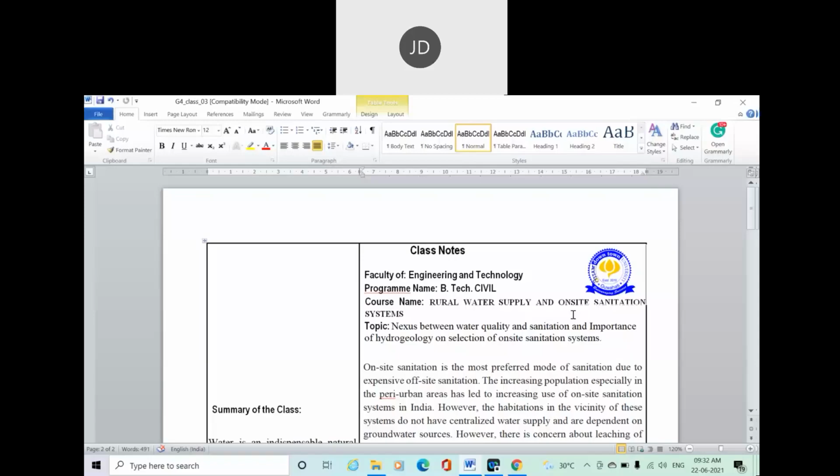Clear? So let me share my screen first. Is it visible to you? Is it visible to you? At least now you can respond. Okay. Fine, fine.